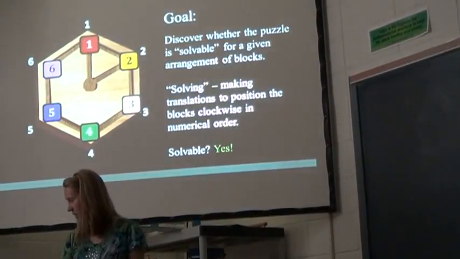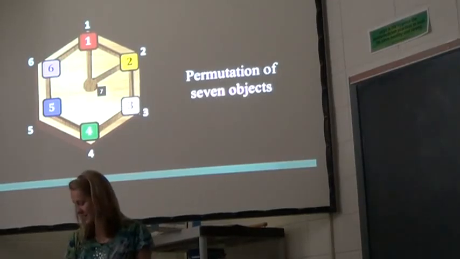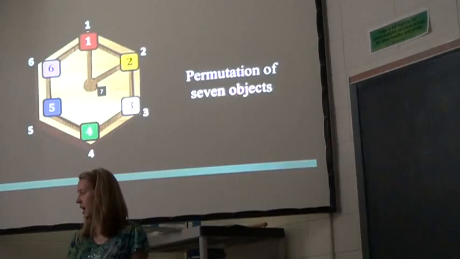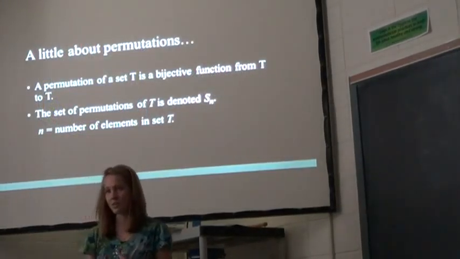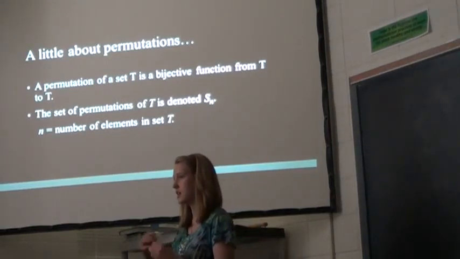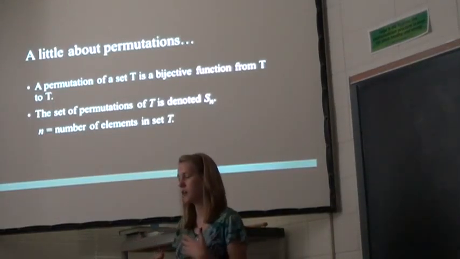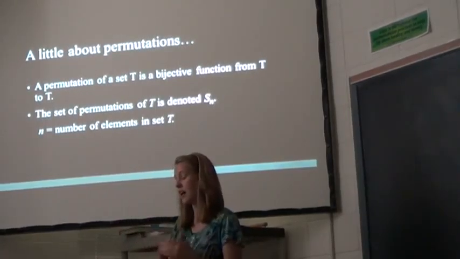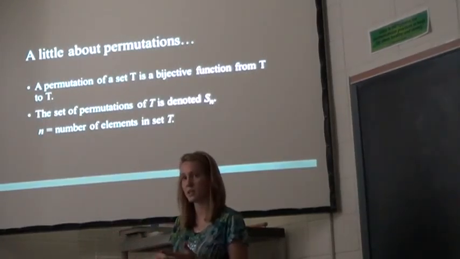Yay, it's solved. Okay. And then to study this further, we need to look at what it means to have a permutation of 7 objects. So a permutation of a set T is a bijective function from T to T. That just means that it is injective and surjective, or in other words, the input will map to the output. Every element in the input maps to the output once and only once.